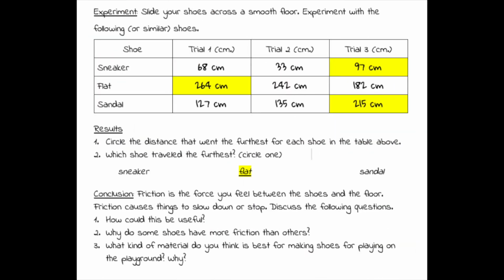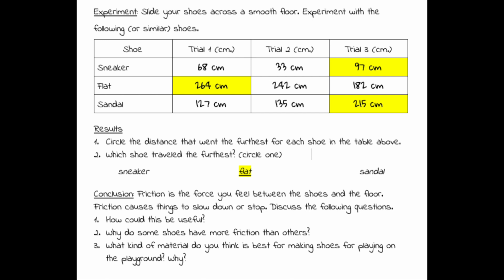I couldn't figure out how to circle on my data sheet, so I highlighted the furthest distance for each shoe in the chart. Then I decided which shoe traveled the furthest. Based on my highlights, that was the flat. I looked at the bottom of my flat shoe to check out the material of the sole. It's definitely made of rubber, but then it's covered in fabric, which is a pretty slippery material.